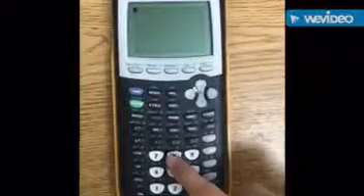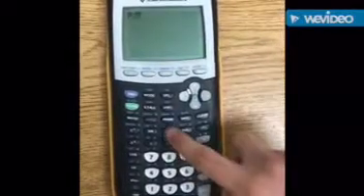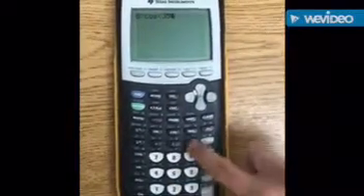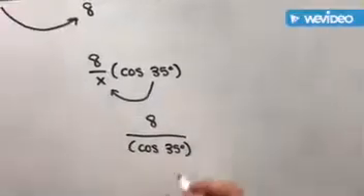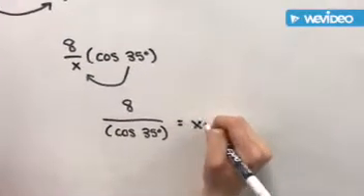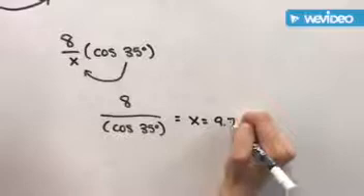To do this on a calculator, you would do 8 divided by the cosine of 35. This equals 9.766. Now we know that x equals 9.76.